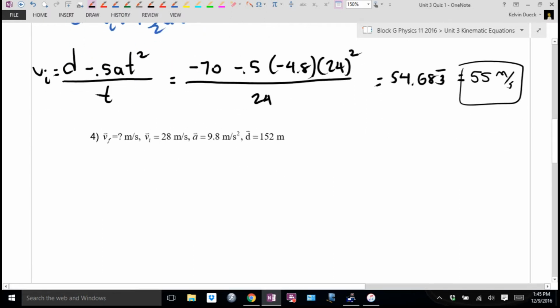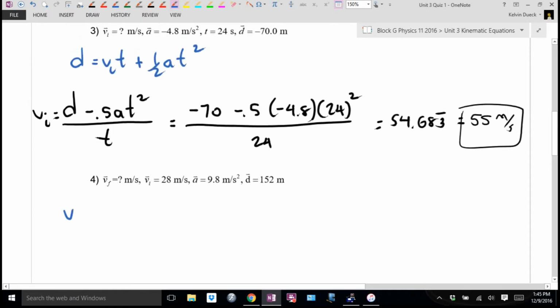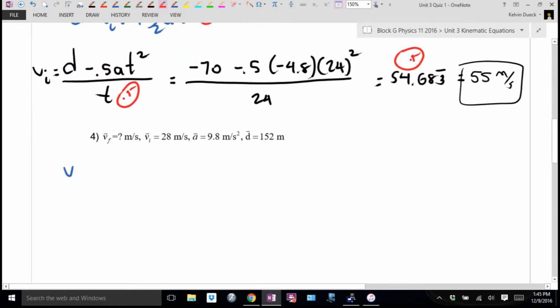Number 4, I'm going to use the same marking as before, by the way. 1 mark for the equation, half mark for rewriting it, half mark for the answer. Number 4, I'm going to use VF squared equals VI squared plus 2AD.